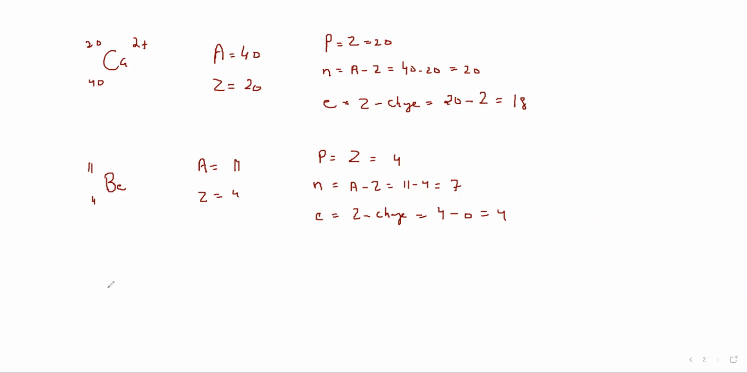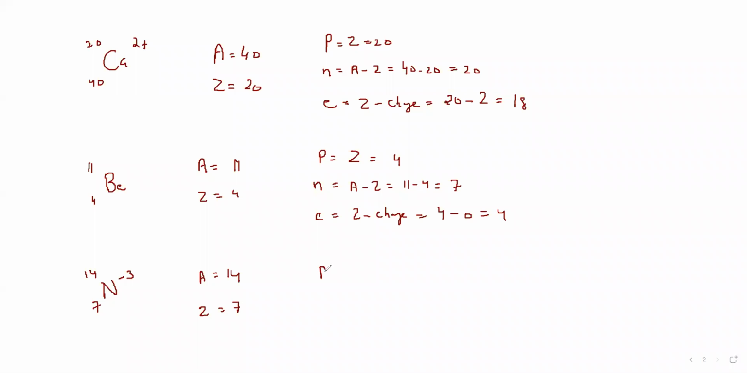Then another example, if you have nitrogen, which is 7 and 14 with the charge minus 3. What is A here and what is Z? What is the value of A? A is 14. And what about Z? Z is 7. So A is equal to 14 and Z is equal to 7.